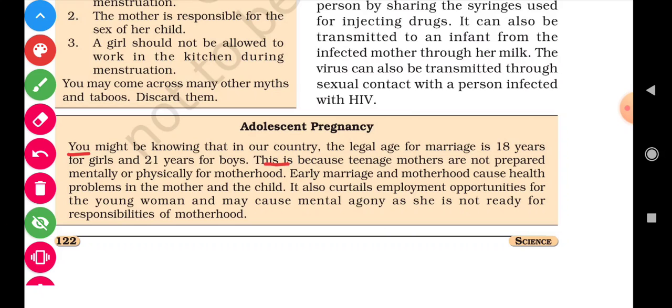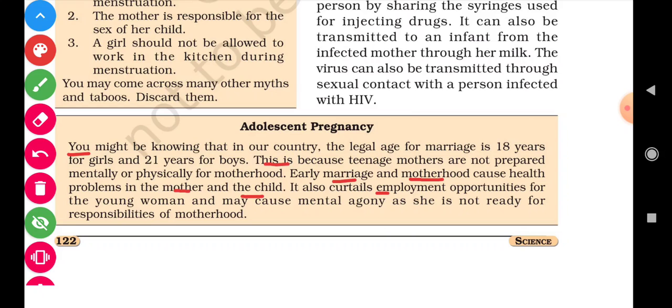इसका कारण ये है कि टीनेज मदर्स यानी कि 18 साल के नीचे की उम्र की बालिकाएं, गर्ल्स हैं, वो अभी प्रेगनेंसी के लिए तैयार नहीं होती, मेंटली और फिजिकली दोनों तरीके से. Early marriage and motherhood cause health problems in the mother and the child. जल्दी शादियां करवा देना लड़कियों की और फिर उनका माता बनना, ये काफ़ी नुकसानदेह है उनके स्वास्थ्य के लिए और उनके बच्चों के स्वास्थ्य के लिए.